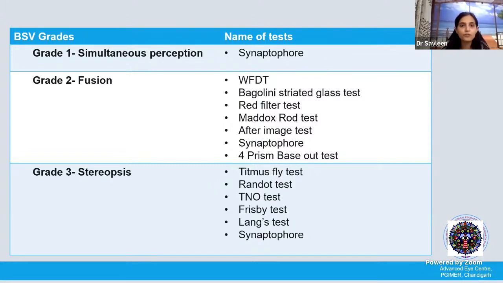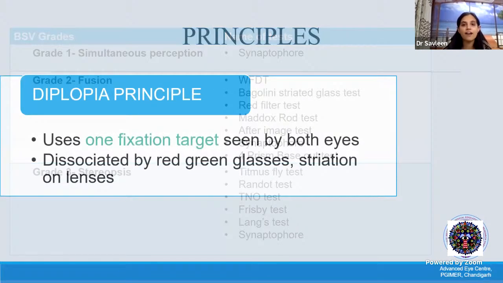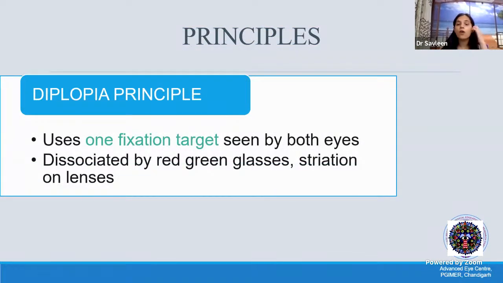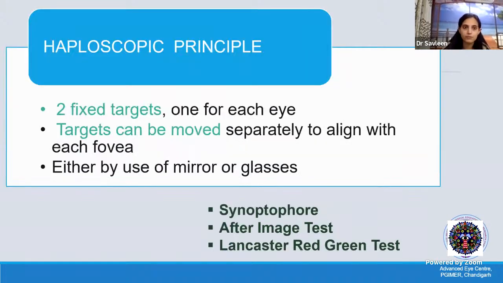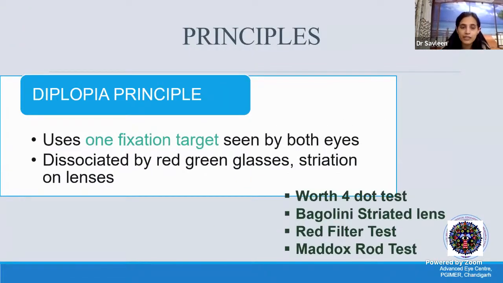A brief outlook on all the tests, only because we have understood the concepts now. All these tests are based on two broad principles, that is, one, diplopia, and second is the haploscopic principle. By diplopia principle, you mean any test which is giving you one target and is trying to dissociate the two eyes by the use of red-green glasses. So one target and red-green glasses, what are the tests that you use? The Wirtz 4 dot, the Bagolini, the red filter, the Maddox rod. So they are all based on diplopia principle.